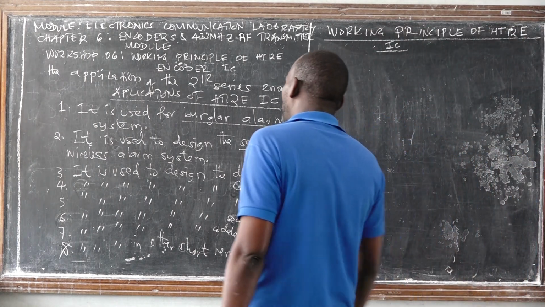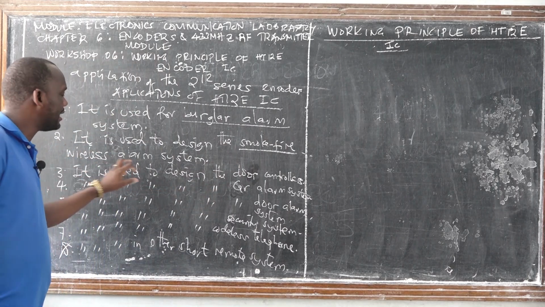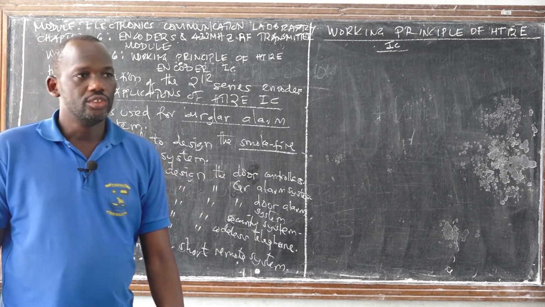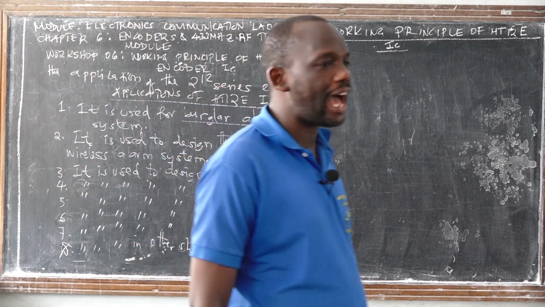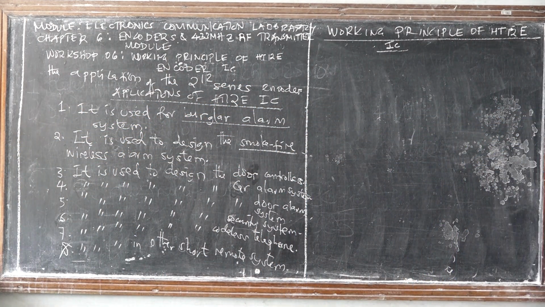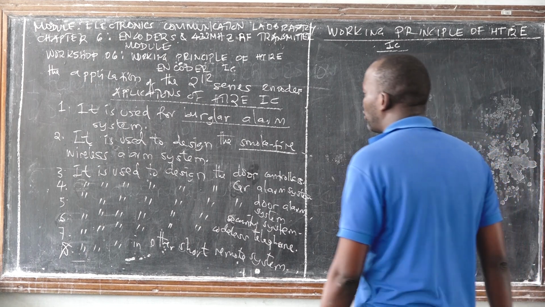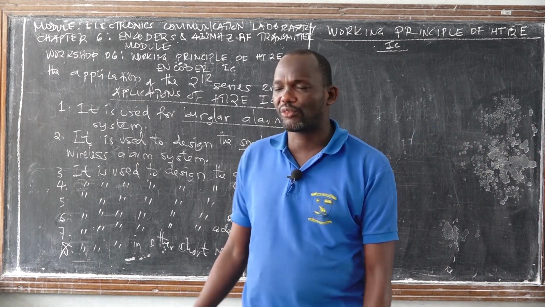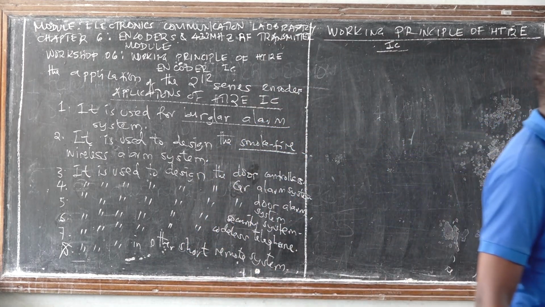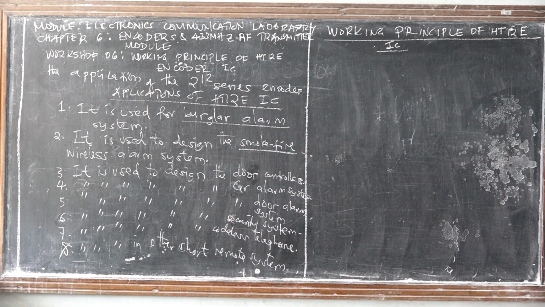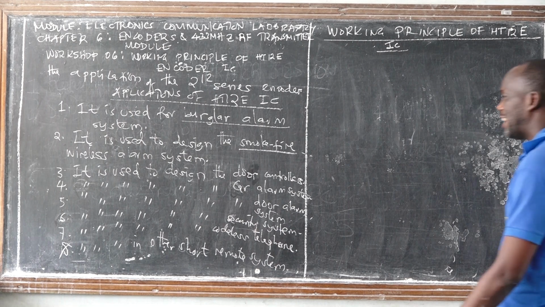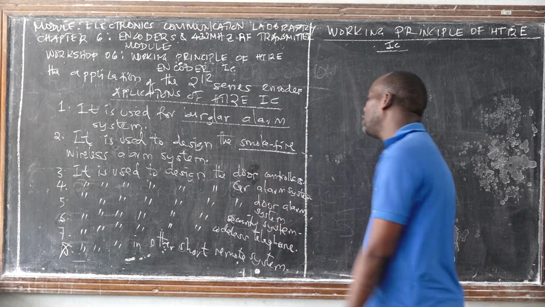Okay. So it is used to design the smoke fire wireless alarm system. We know that some buildings have a fire detection system or smoke detection system. So one of the components that might be used in designing that system is this one, the HT12E encoder, to encode the information and differentiate the information sent in air so that the RF receiver can receive it and the decoder can decode. Then the third use is to design what? The door controller.